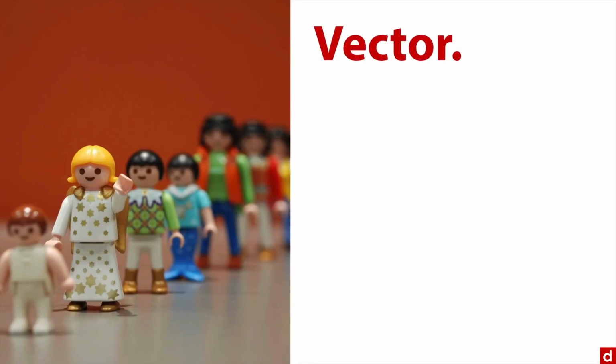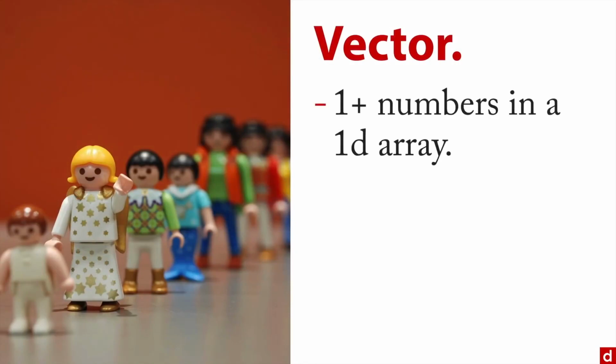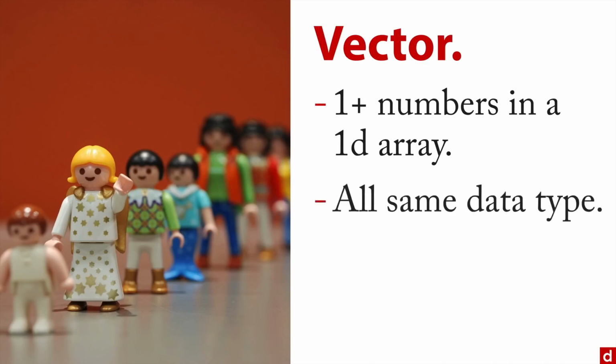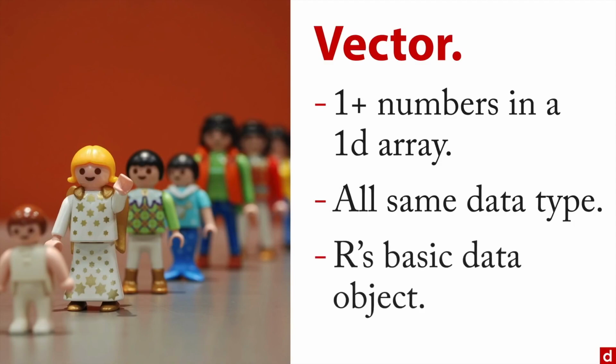A vector is one or more numbers in a one-dimensional array. Imagine them all in a straight line. Now, what's interesting here is that in other situations, if it's a single number, it would be called a scalar. But in R, it's still a vector. It's just a vector of length 1. The important thing about vectors is that the data are all of the same data type. So for instance, all character or all integer. And you can think of this as R's basic data object, and most other things are a variation of the vector.